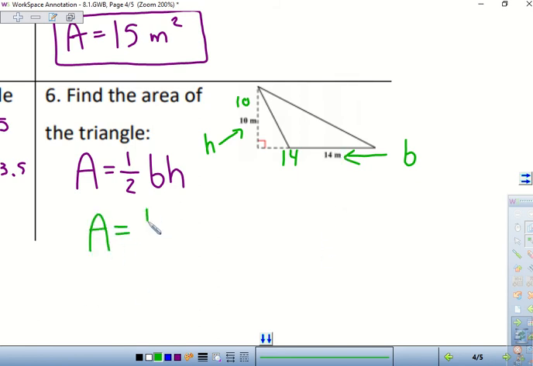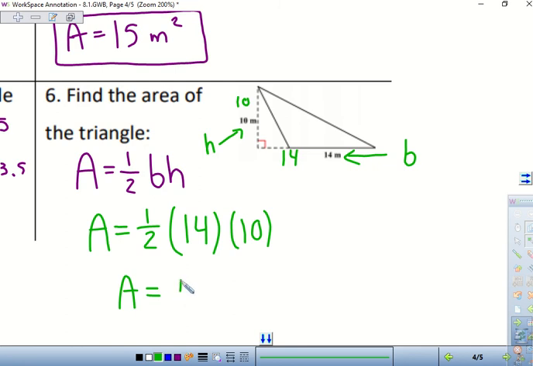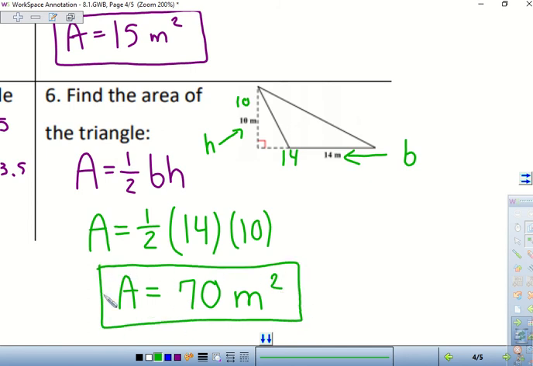So area is equal to 1/2 times the base times the height, which means area is equal to 70 meters to what power? Second, because it's area, right? So in the calculator, 1/2 is the same as 0.5, okay? You can use 0.5 in the calculator.